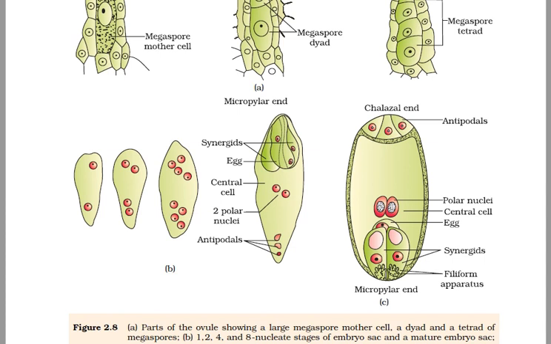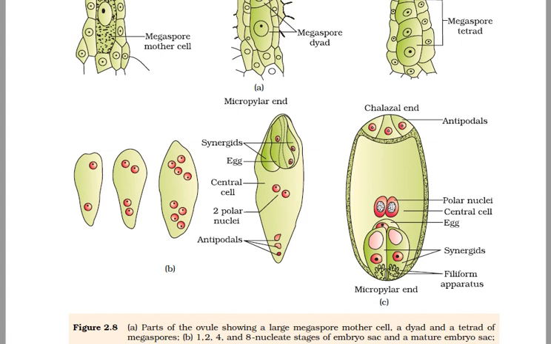The other 3 nuclei arrange themselves at the chalazal end, or at the chalaza, and form the antipodal cells, which you see in the last diagram of figure 2.8b. The remaining 2 nuclei come together as polar nuclei in the central cell.